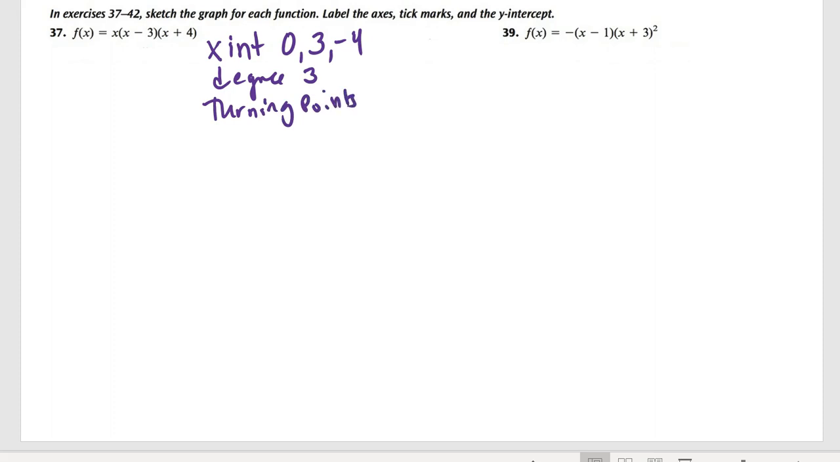Our turning points are always n minus 1. So 3 minus 1 is going to give me 2. Okay? And I also see that my leading coefficient will be positive.